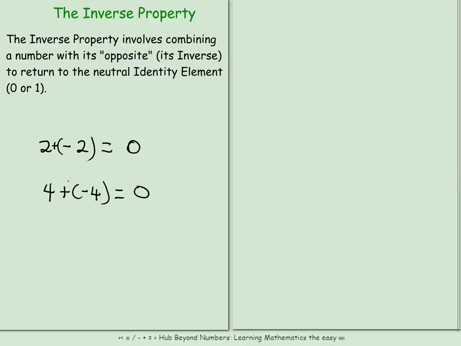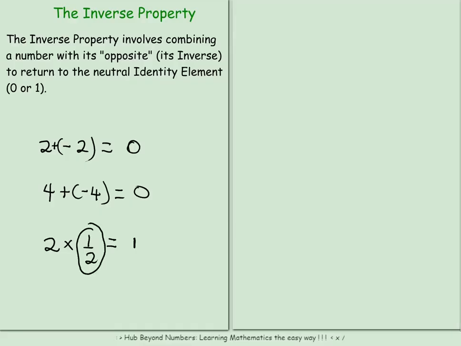Then when we come to multiplication, we establish the fact that 1 is the multiplicative identity. Now, if I have my 2 and I multiply it by 1 over 2, what does it give me? It gives me a 1. So we would say that this 1 over 2 is the inverse of 2 because it gives me the identity element in terms of multiplication. The same way, if I have my 4 and I multiply it by 1 over 4, I am also going to get a 1.